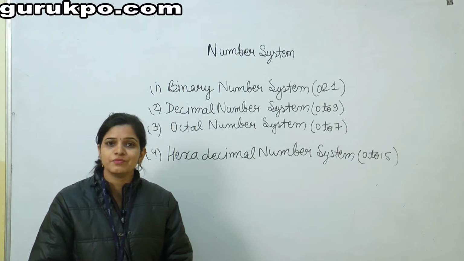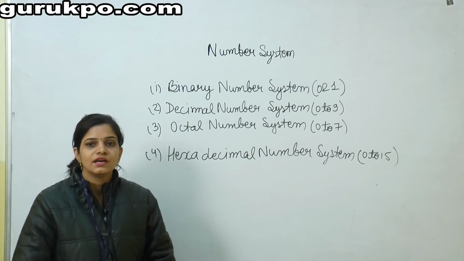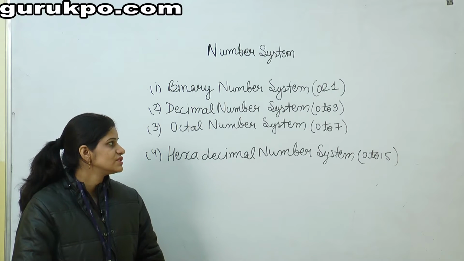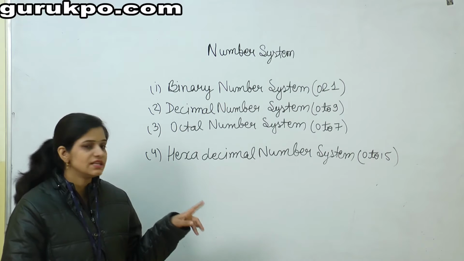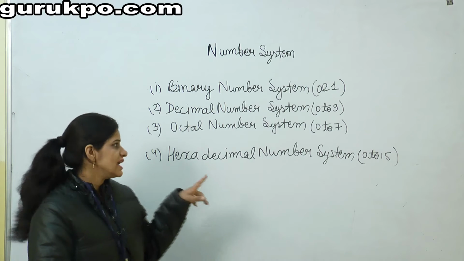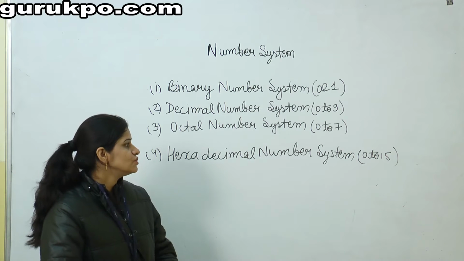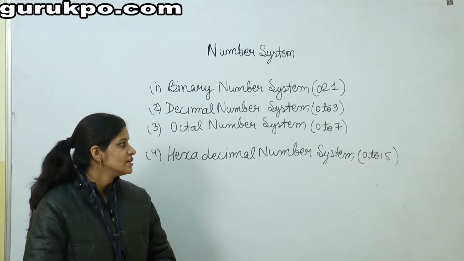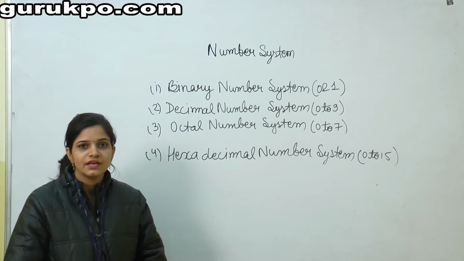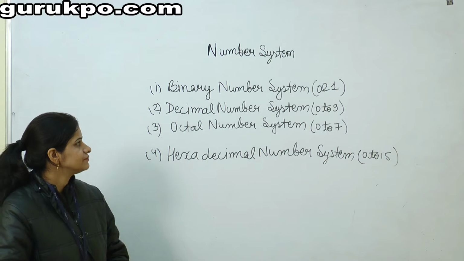And third is octal number system. Octal number system represents 0 to 7 digits, and 8 digits are used, so the base is 8. And hexadecimal number system represents 16 digits, that is 0 to 15, and the base is 16.